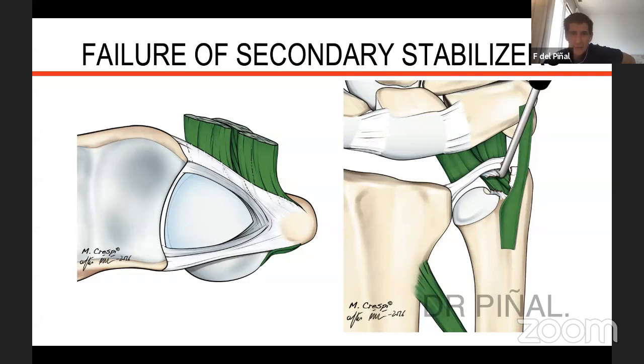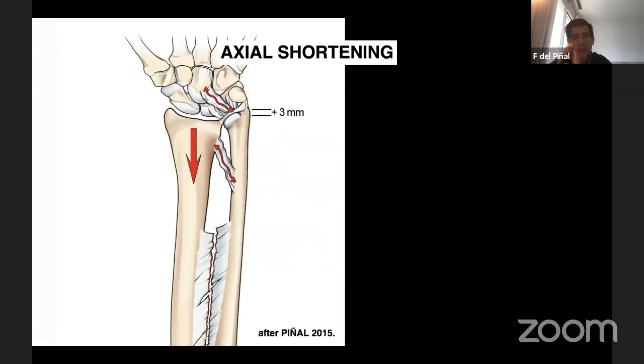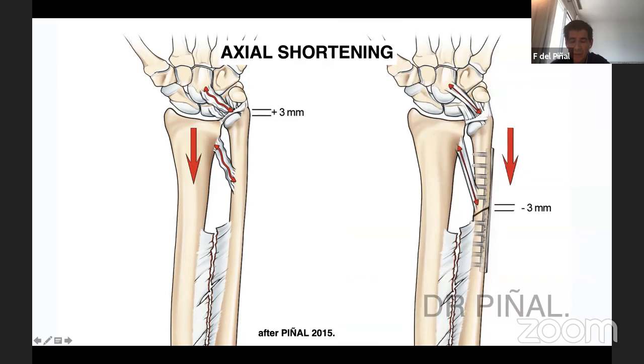Okay, secondary stabilizers are much more important because they are less well known and they are a cause of instability. They fail when there is axial shortening, when there is radial translation, and also depending on the type of fracture. We all know that in Essex-Lopresti, there is instability of the distal radioulnar joint. That's due, in minor cases, to the distal oblique bundle and the ulnar capsular ligaments becoming incompetent. Okay, and if you do an ulnar shortening, everything becomes stable.